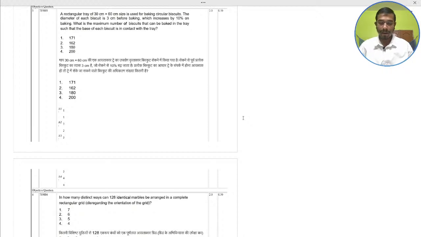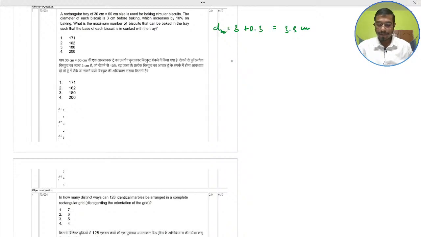So here, see the solution. Size of the tray is 30 cm into 60 cm. So the new diameter would be, with a 10% increase, 3 plus 10% of 3 cm, which is 0.3. That would be 3.3 cm. This is the new diameter.